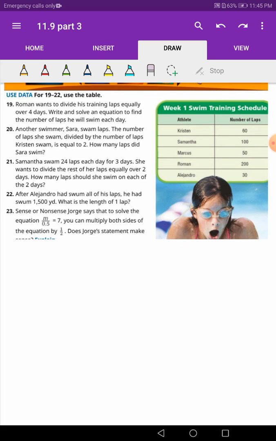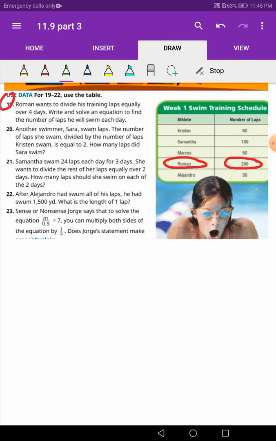Let's move to solve the word problems. Question number 19. Roman wants to divide his training laps equally over 4 days. Let's take a look at the schedule. So Roman, he swam 200 laps per week. Of course the week doesn't mean that he practices every day, which means 7 days. Maybe he swam for 3 days, for 4 days. Okay, so let's proceed. Roman wants to divide his training laps equally over 4 days.